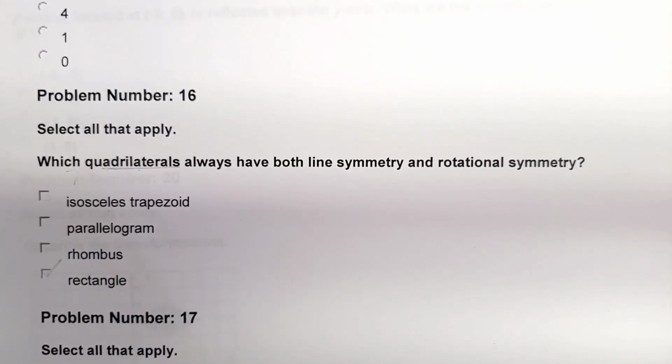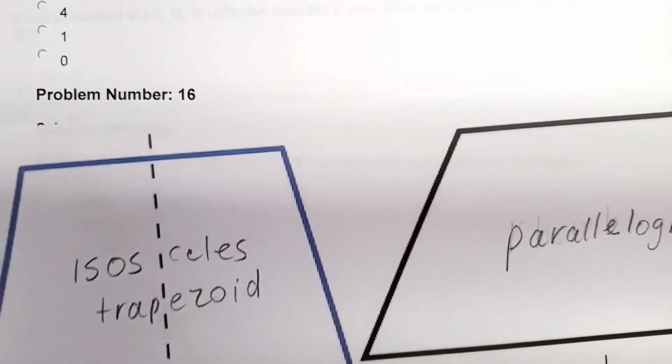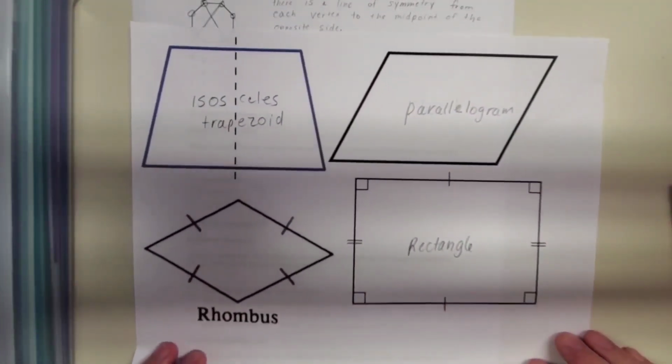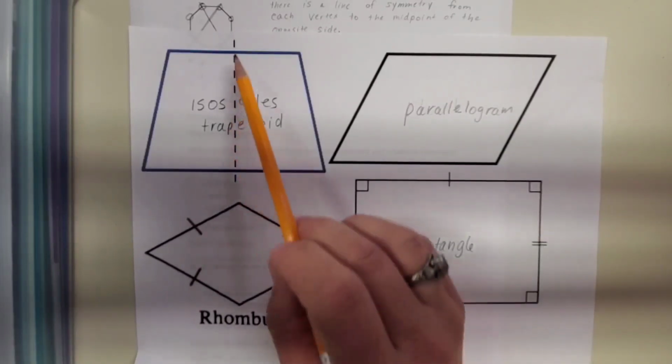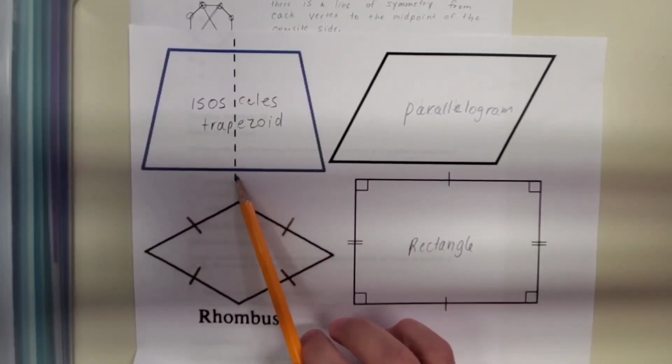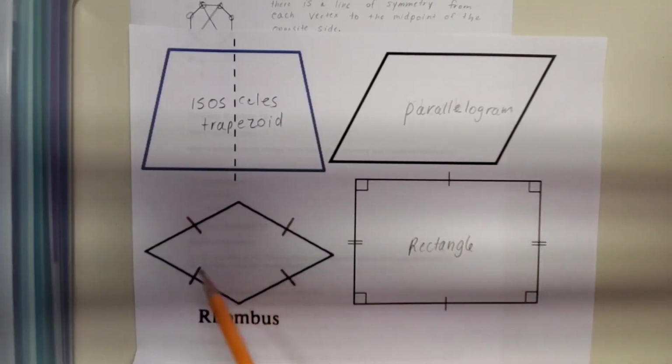All right, problem number 16. Which quadrilaterals always have both line symmetry and rotational symmetry? The isosceles trapezoid, parallelogram, rhombus, or rectangle. Okay, here's a picture of these shapes. And you have to understand, line symmetry means it can be folded in half or in quarters, or however many ways you can fold it. And the opposite corners match. If the opposite corners meet up, then it is line symmetry.